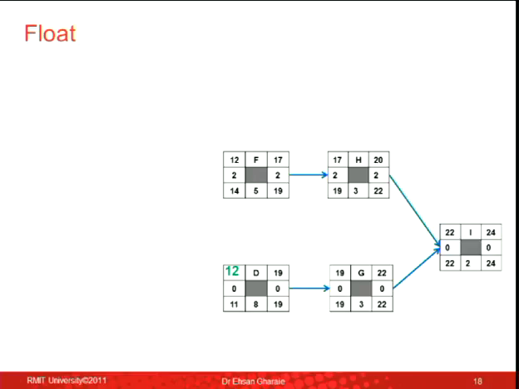Day 20. If it finishes on day 20, when does G start? Day 20, right? When does it finish? 23. If G finishes on day 23, what happens to I? I starts on day 23, finishes on day 25. So I delayed activity D, and the whole project was delayed.